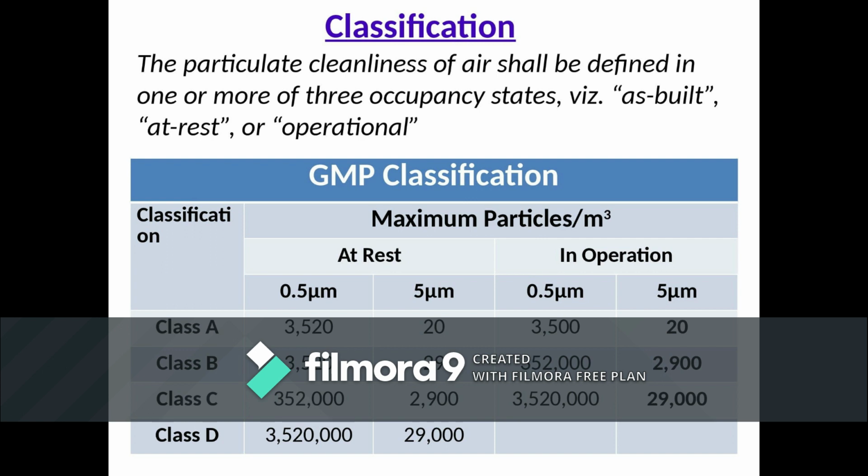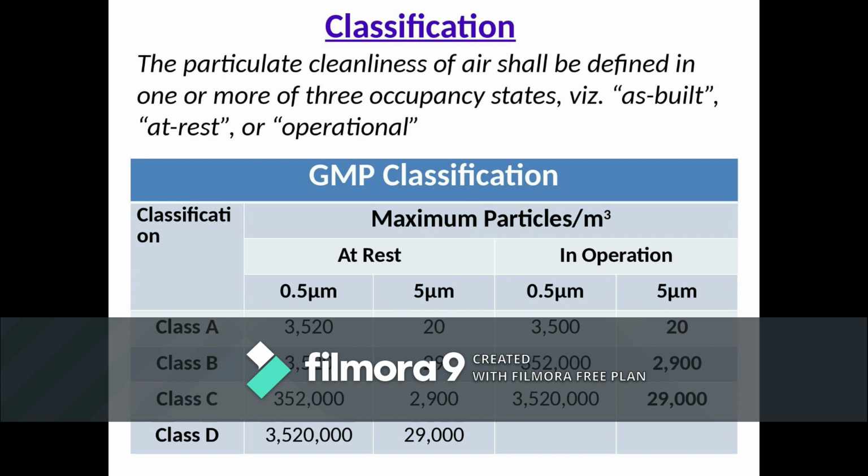So in WHO GMP, the terminology grade A, B, C and D is used. In the United States, 209E: M3.5 for grade A, M3.5 for grade B, M5.5 is our grade C, and M6.5 is equivalent to grade D.